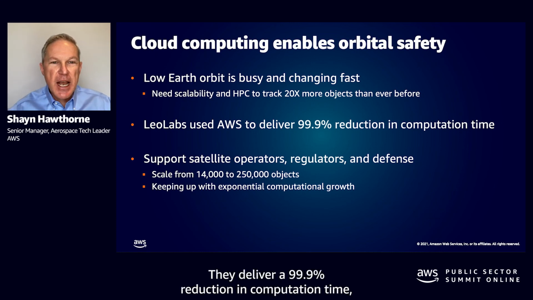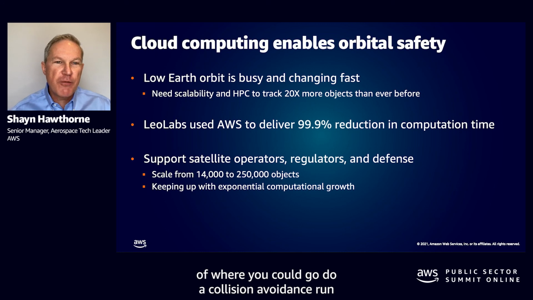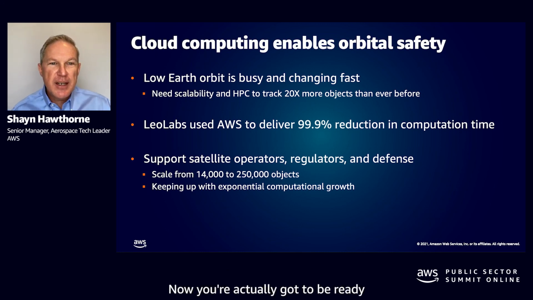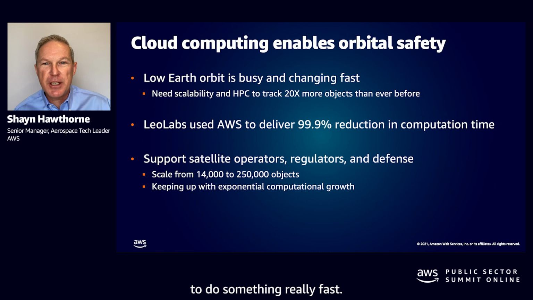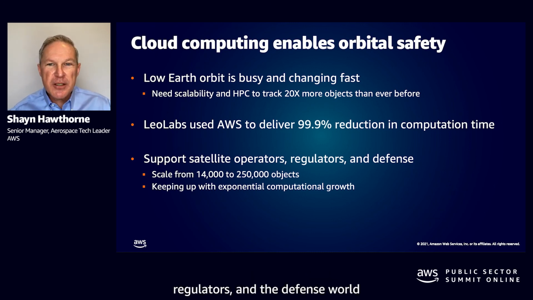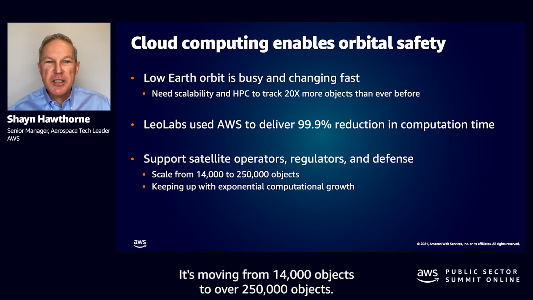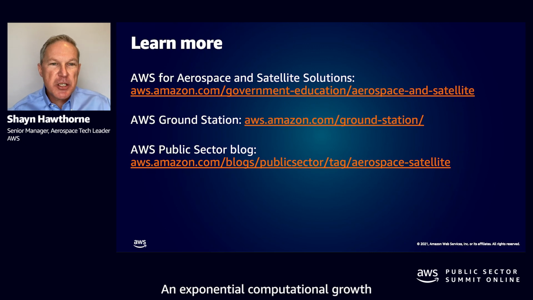Leo Labs actually used AWS to do something that's really incredible. They deliver a 99.9% reduction in computation time, which is just fantastic. So the days are gone of where you could go do a collision avoidance run and go eat dinner like I did. Now you actually got to be ready to do something really fast. And that allows them to support satellite operators, regulators, and the defense world because they have to watch over space. It's moving from 14,000 objects to over 250,000 objects, an exponential computational growth required to keep up with that.